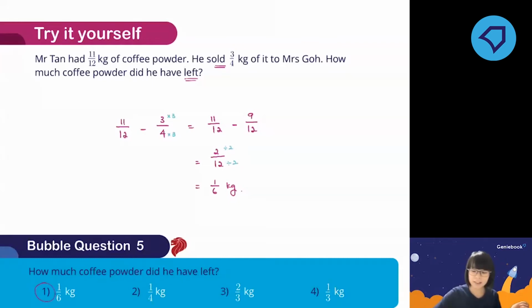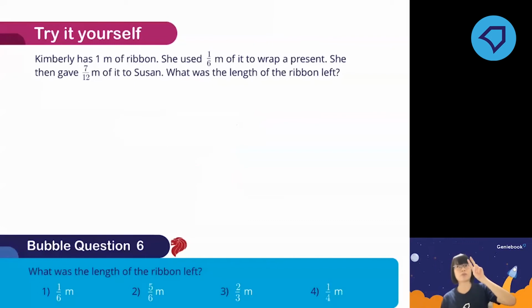Okay, all right, so let's take a look at this question. This one has 2 minutes. Okay, 2 minutes to complete the question. Kimberly has 1 meter of ribbon. She used 1 over 6 meter of it to wrap a present. She then gave 7 over 12 meter of it to Susan. What was the length of the ribbon left?